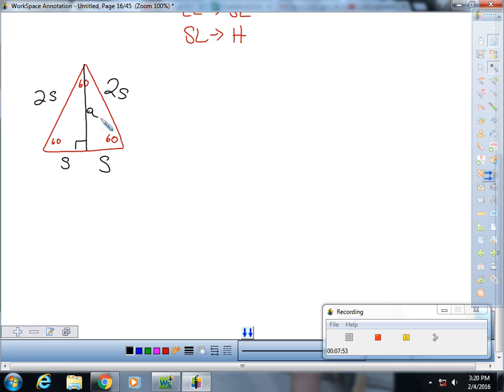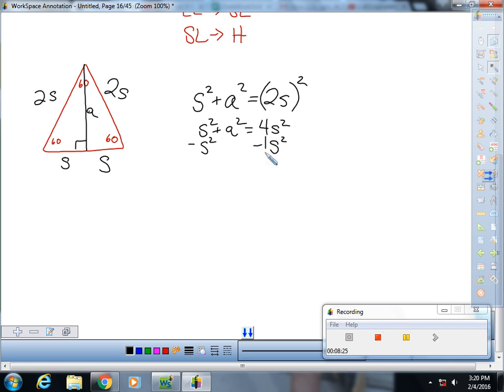Well, let's set up the Pythagorean theorem. So, S squared plus A squared is 2S squared. Everybody understand what we're doing here? Now, we want to find out what A is. So, S squared plus A squared is 4S squared. Did you know that's how you did that? Subtract an S squared from both sides. That's a 1S squared. And you get A squared is 3S squared.